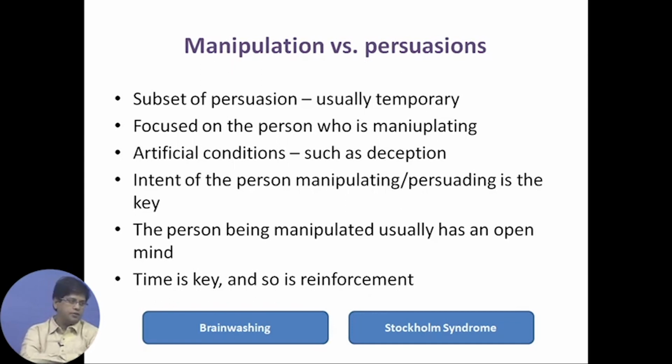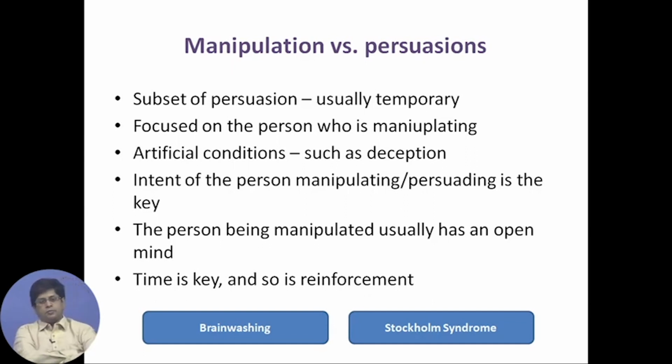So, artificial conditions. Intent of the person manipulating, persuading very often decides whether it is manipulation or persuasion, because if your intentions are good, you are actually innocent, and whatever you are trying to convince is actually a falsehood, that is a different issue altogether. But otherwise, if you know what you are doing is wrong, you know what you are doing is cheating, and you are doing it, it is manipulation.